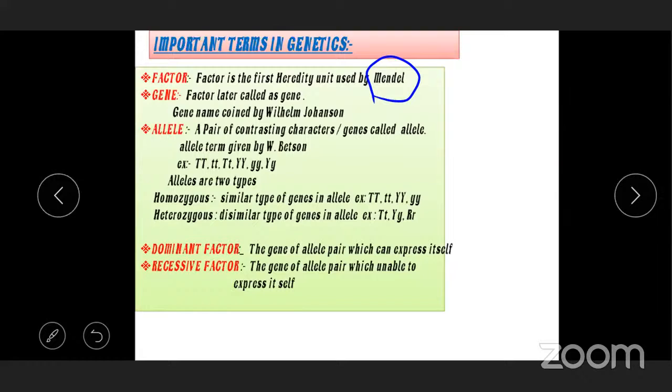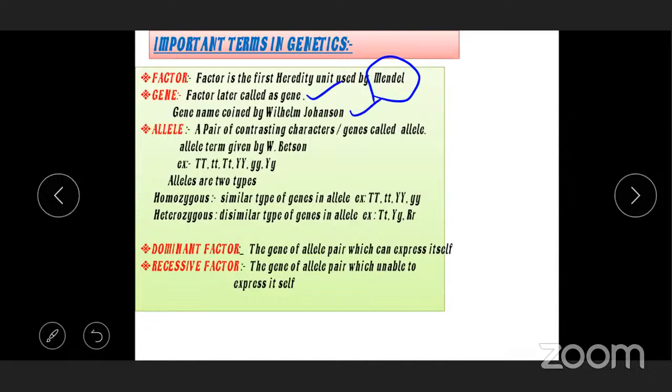Later, the factor was called a gene. The name gene was coined by Wilhelm Johannsen. Wilhelm Johannsen gave the name gene.